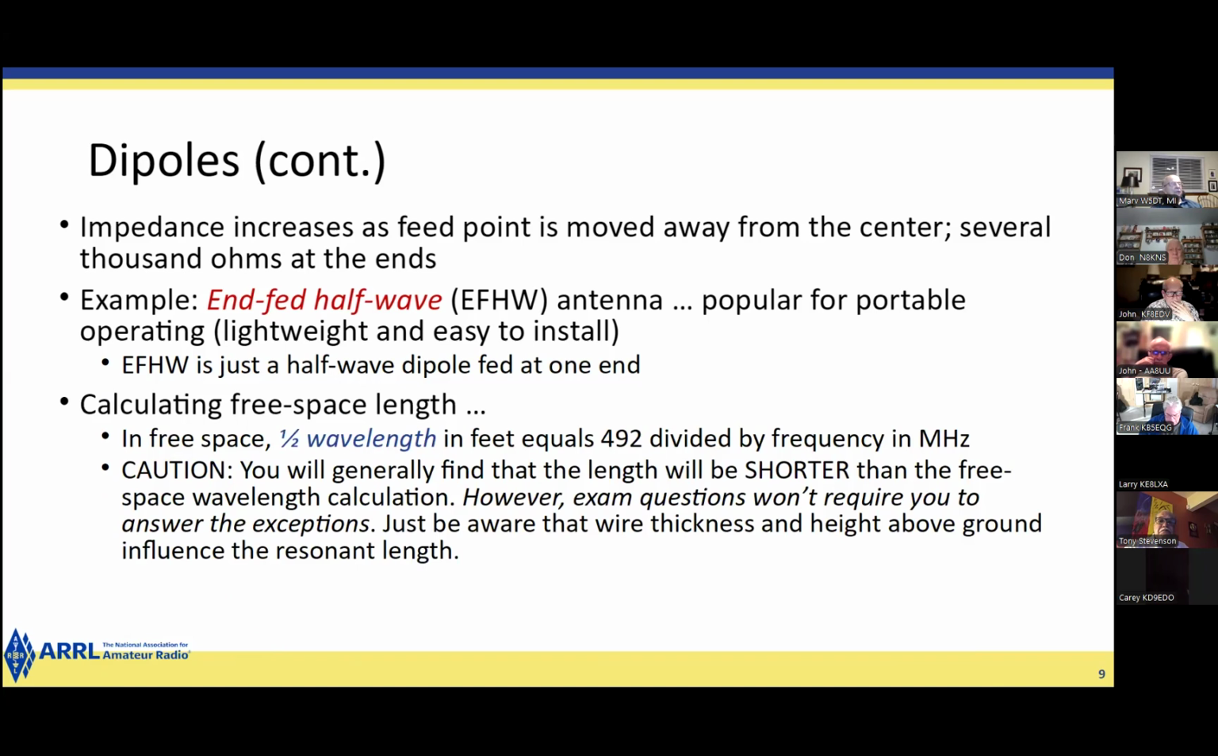So the formula for calculating a free space length is 492 divided by the frequency in megahertz. This is the starting point. You'll find that that length will ultimately be shorter than what that figure will be. So that's why when you make the antenna, you always leave some wire to bend back on the antenna.